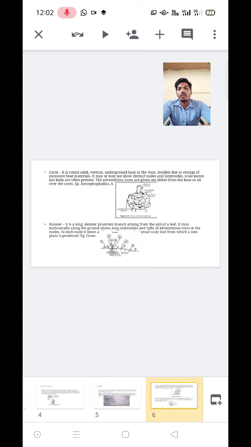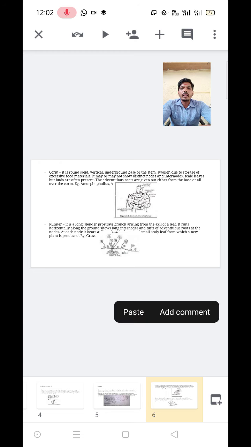Another stem modification is the corm. It is a round, solid, vertical underground base of the stem, swollen due to the storage of excessive food material. It may or may not show distinct nodes and internodes. Scaly leaves and buds are often present. Adventitious roots are given out either from the base or all over the corm. An example is Amorphophallus.